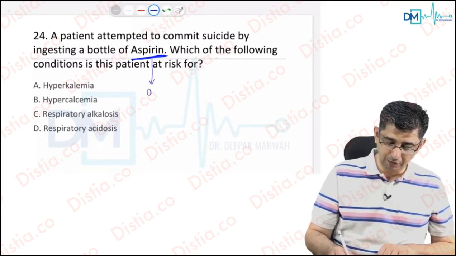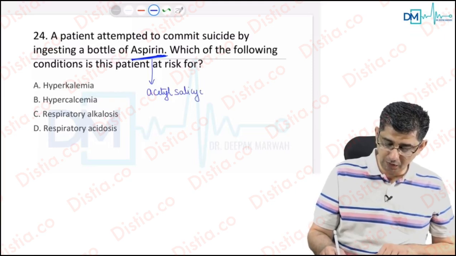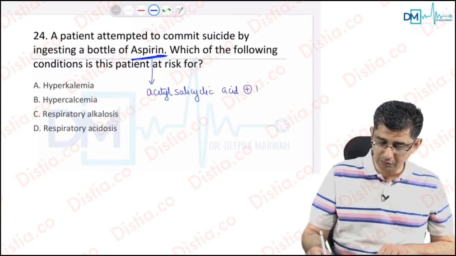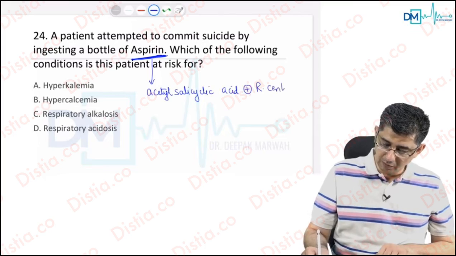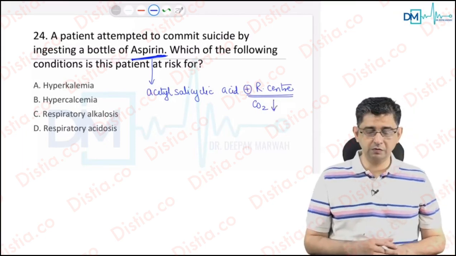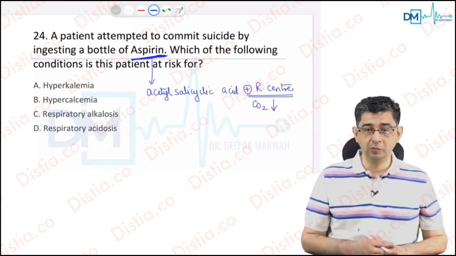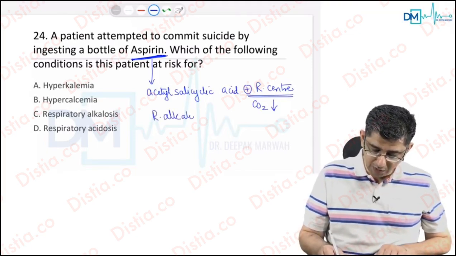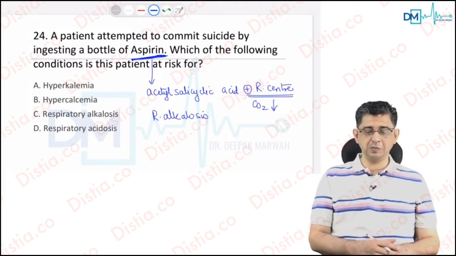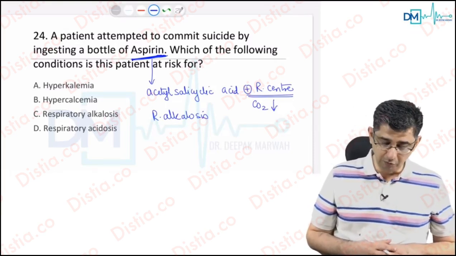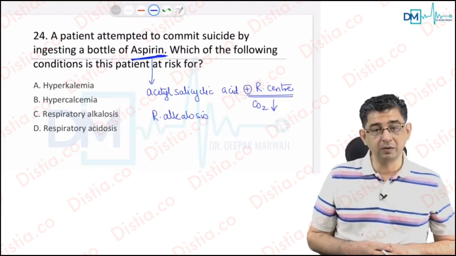There will be development of acidosis in the patient because acetylsalicylic acid will accumulate in the body. Acetylsalicylic acid is a potent stimulus of the respiratory center, because of which this patient will exhibit hyperventilation and carbon dioxide washout will occur in the patient. The derangement that will occur in this patient will be metabolic acidosis with development of respiratory alkalosis. The question, however, says what condition is he at risk for?